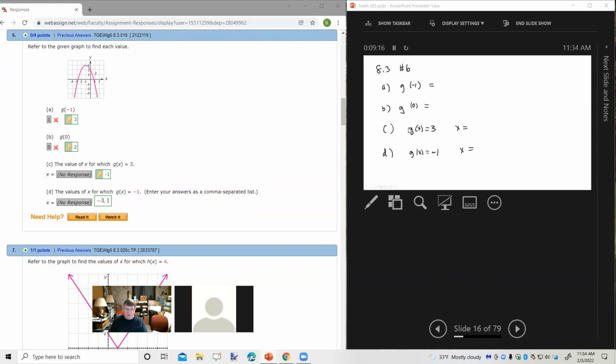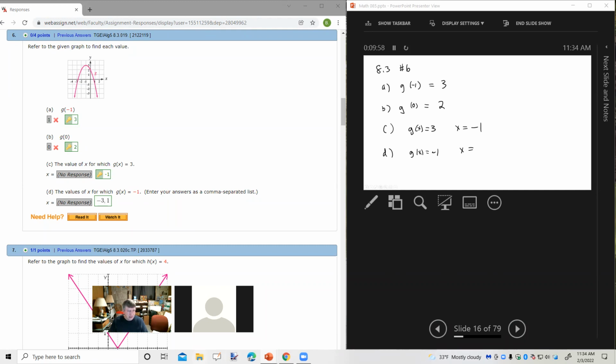Okay, so same idea as before. G of -1, they want to find the corresponding y value when the x value is -1. Well, x equals -1 is right there. The corresponding y value is 3. G of 0. The x value equals 0 right there. The corresponding y value is 2. What's the value of x when g of x is 3? So what's x when y is 3? Y equals 3 right there when x is -1.